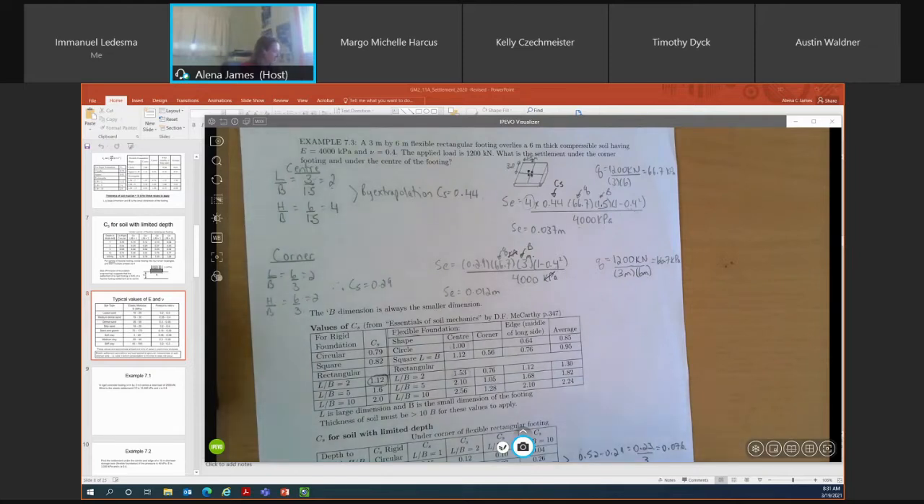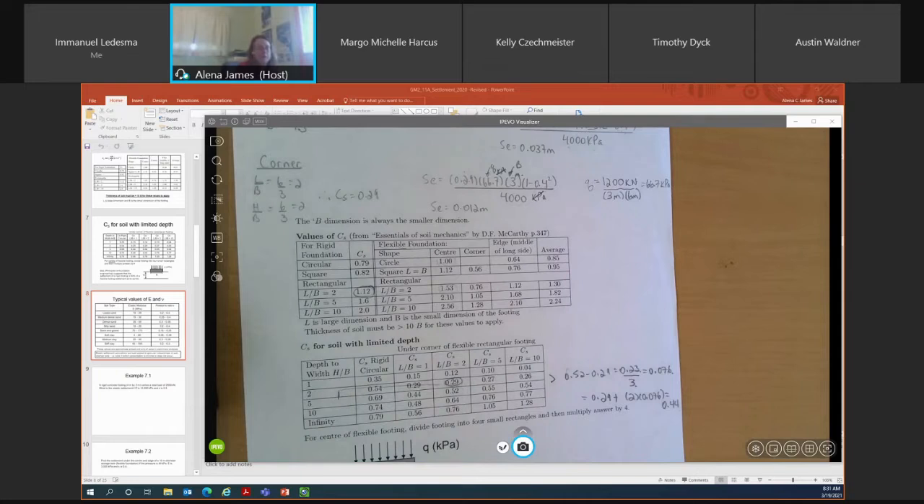When we use the McCarthy table, we have to know what our L over B value is, and we also have to know what our H over B value is. L over B in this instance is 6 meters divided by 3, which is 2, and H over B is also 6 meters over 3. It's just a coincidence that they're both the same value, that the length and the thickness of the soil layer are the same. So both our L over B and our H over B values are 2.